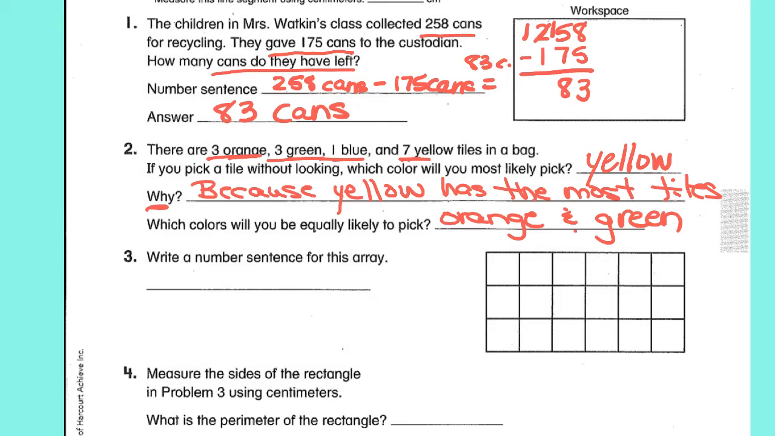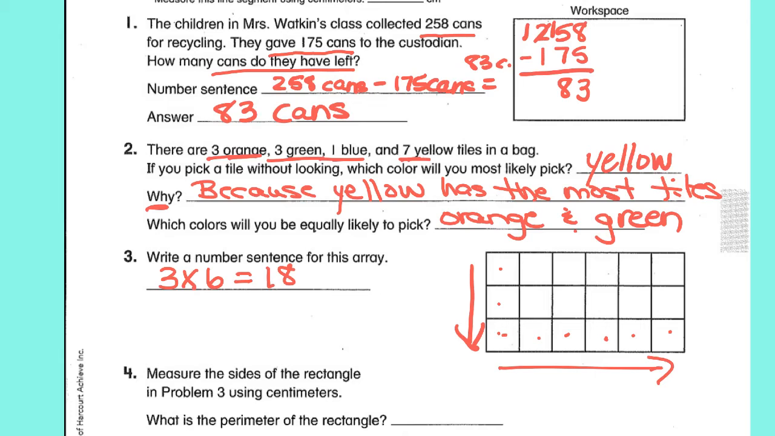All right, number 3 says write a number sentence for this array over here on the right. Remember, we always count down first and then across. So we have a 1, 2, 3 by 1, 2, 3, 4, 5, 6 array, which equals 18.